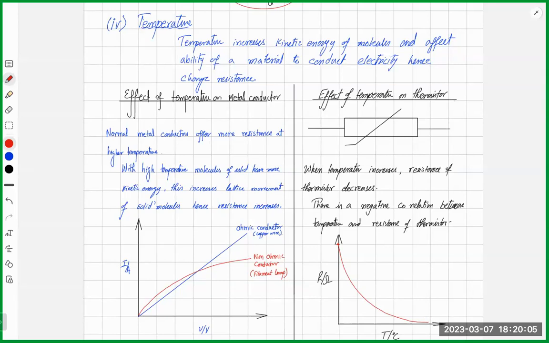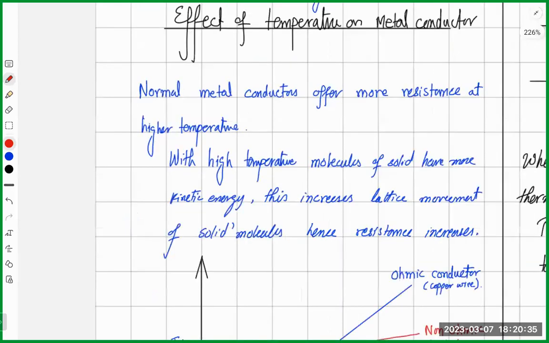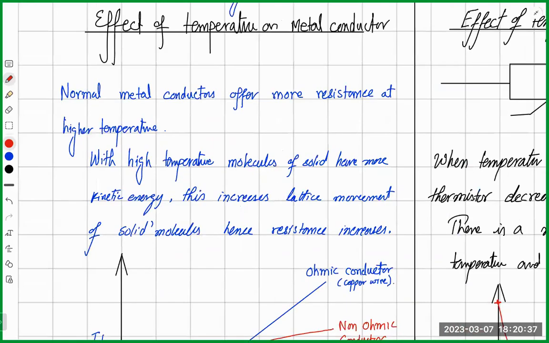So if we increase the temperature of an ordinary metal conductor, what will happen? The metal conductor's particles will start vibrating with more kinetic energy. They were already vibrating, but now because of the high temperature, they will vibrate with more kinetic energy. Lattice movement will increase. It will become difficult for electrons to drift. So for an ordinary metal conductor, when you increase the temperature, the resistance of the conductor increases.